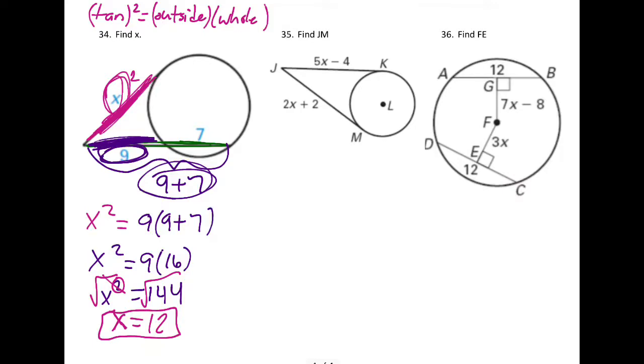So the key here is to know that anytime you have a tangent piece, you just square it. And then anytime you have the secant, you do the same thing as the last problem.